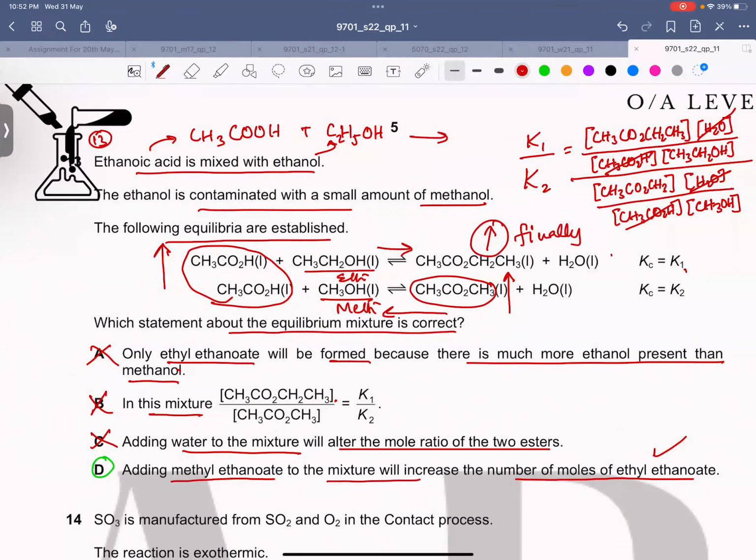Otherwise, if you are sure that the first three statements are wrong, there is no need to work on the fourth one. You have to just mark it as the correct one and move forward.